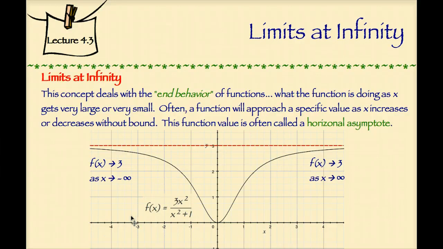Similarly, in this function, as x approaches negative infinity, as x gets very, very small, once again, the function is approaching the horizontal asymptote 3. It's never going to actually reach 3. It's the limit or boundary of the function as x approaches negative infinity.